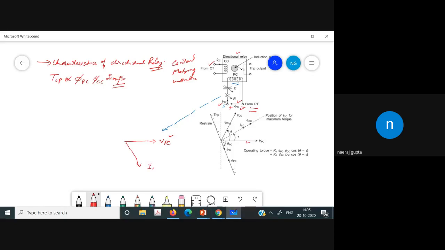So it is IPC. From the potential transformer, we get VPC and it will have the IPC. This IPC will create the flux phi PC, and the flux is in phase with IPC. Now, the angle between VPC and IPC, let it be theta PC.